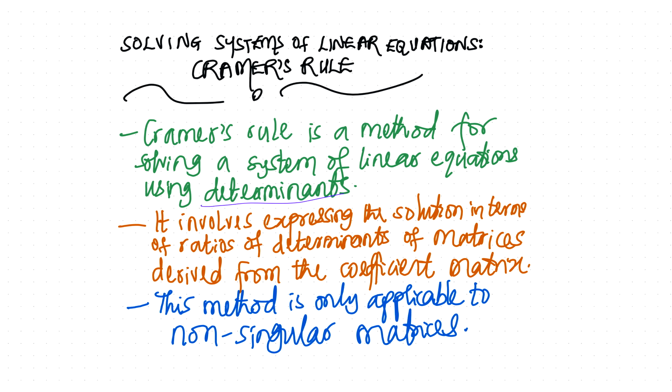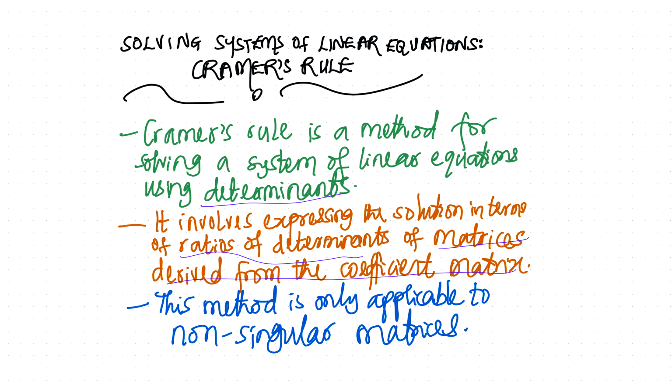This method involves expressing the solution in terms of ratios of determinants of matrices derived from the coefficient matrix. Now, this method is only applicable to non-singular matrices. Since the method is based on determinants, whatever system you want to solve using it should be non-singular, meaning that it should have a determinant. And because it has a determinant, it can be inverted. All right, so let's get into it.